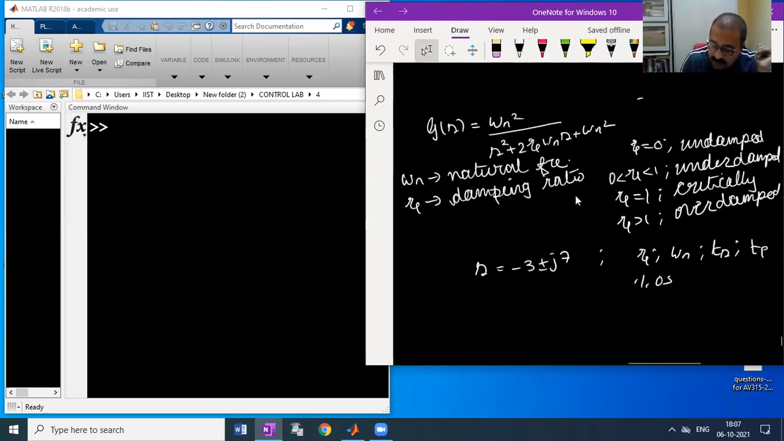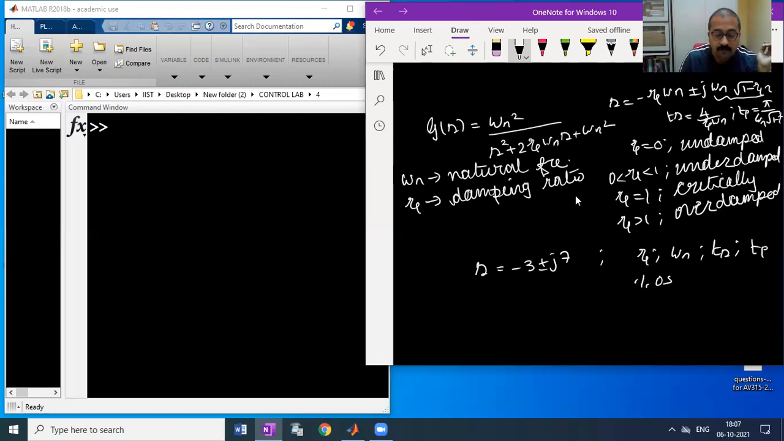The second order poles will be at minus zeta omega n plus minus j omega n into root of 1 minus zeta square. Okay, what is settling time Ts? It is given by 4 divided by zeta omega n. And how would you find Tp? Pi divided by omega d, where omega d is omega n into root of 1 minus zeta square. And how will you find the percentage overshoot? e raised to minus pi zeta divided by root of 1 minus zeta square, into 100%. Okay, I hope you remember that, right?